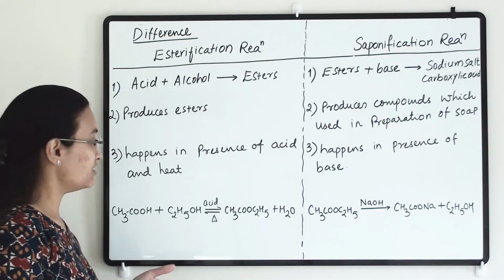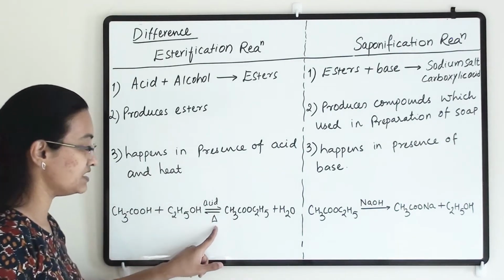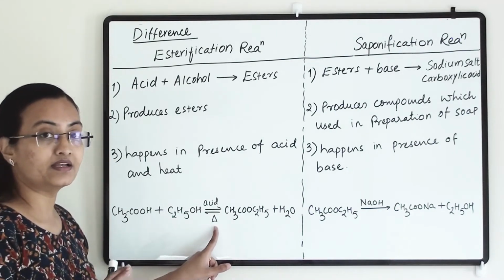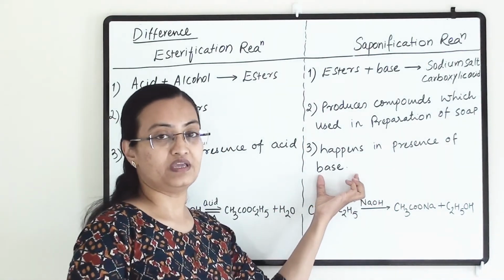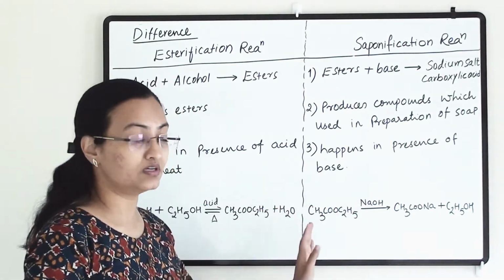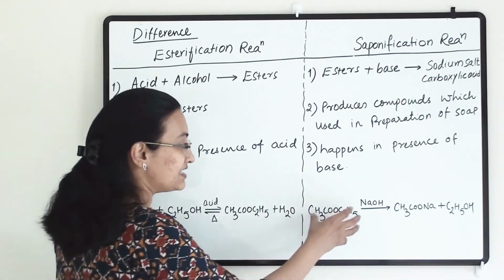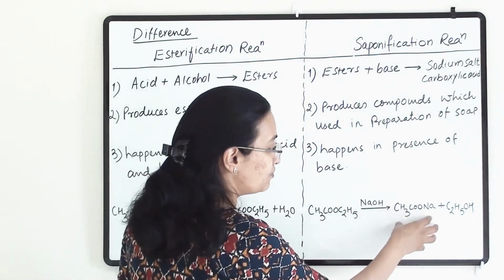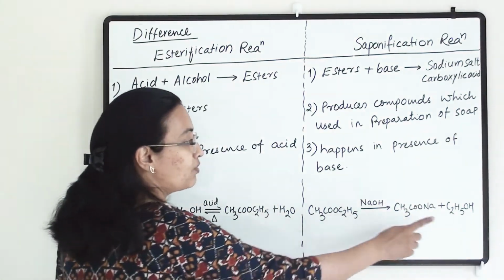Now what is the other difference between these two? That it happens in presence of acid and heat. Heat is required in this reaction, whereas this reaction happens in presence of base. So both of these reactions are very easy when you learn them simultaneously. First we are producing esters, those esters will react with base, we will get sodium salt, and along with that we will get our alcohol back.